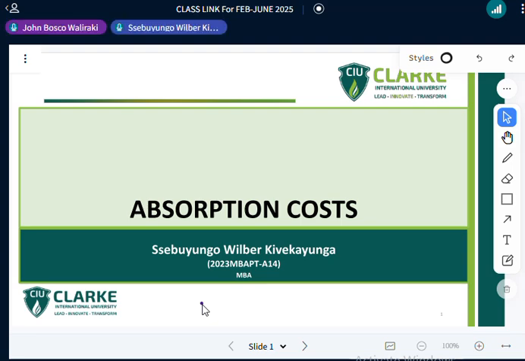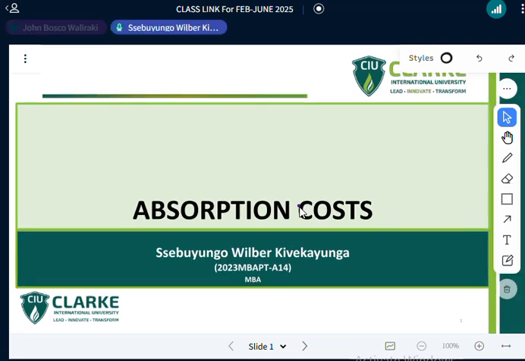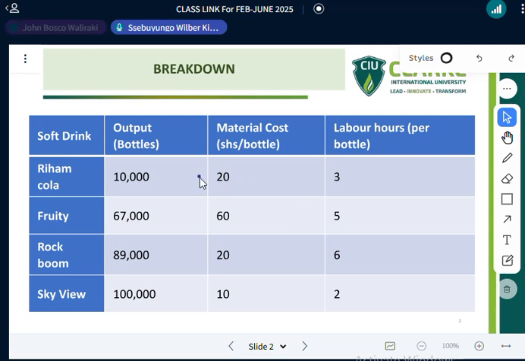So we are looking at the question itself to break it down. Here we have soft drinks. There are four soft drinks that we have here: Riham, Fruity, Rock Boom, and Sky View. This is Sky View.